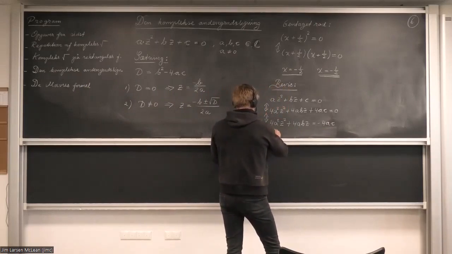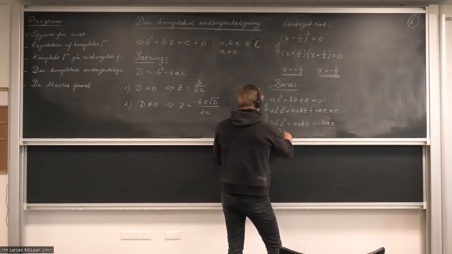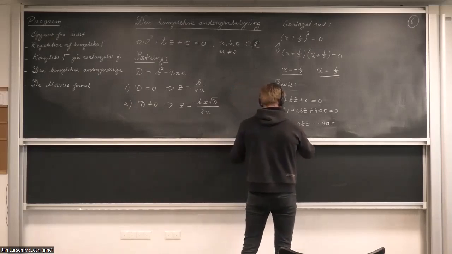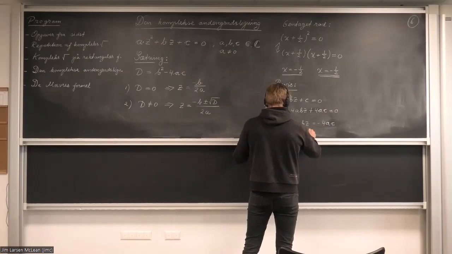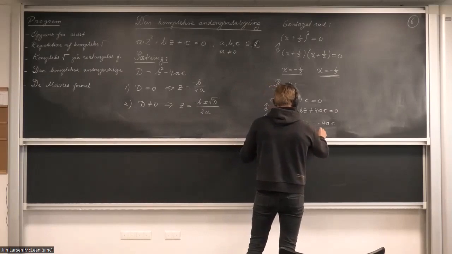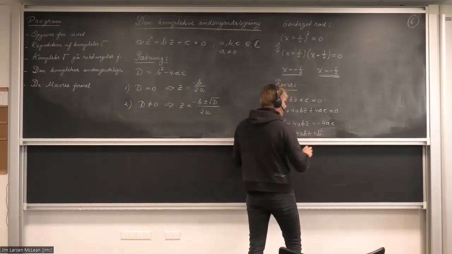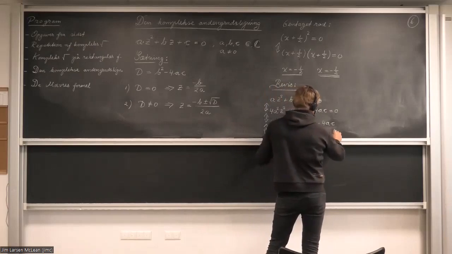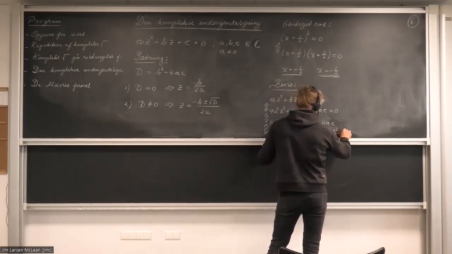So it reads 4a squared z squared plus 4abz plus b squared. So now I've added b squared on the left side. And then I'm just going to put b squared in the equation on the right side.